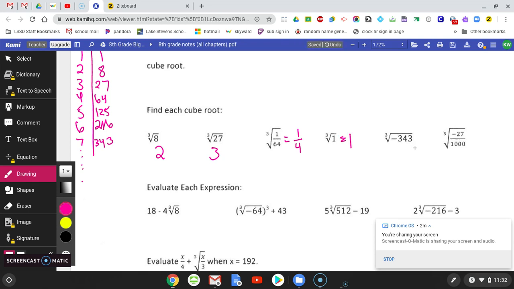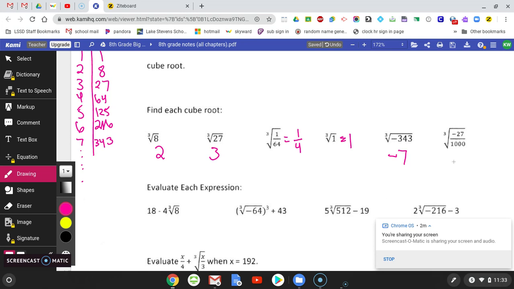Now I have the cube root of negative 343. Well, the cube root of a positive 343 is 7, which means the cube root of a negative 343 is actually going to be a negative 7, because negative 7 times negative 7 times negative 7 gives me negative 343.